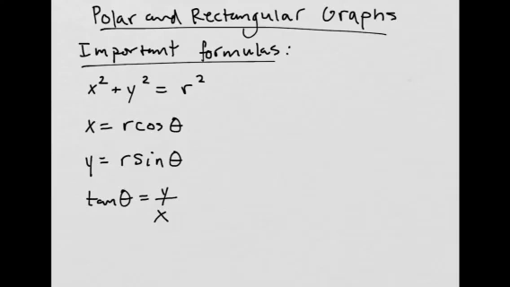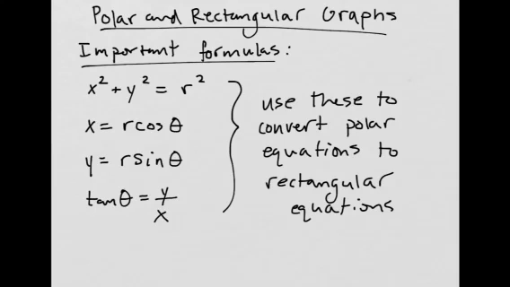We will use these formulas, the formula of a circle. We have this, x squared plus y squared equals r squared. That's the standard equation for a circle. Then x equals r cosine theta, y equals r sine theta, and tangent theta equals y divided by x. We're going to use these to convert between polar and rectangular equations. So let's take a look at that.